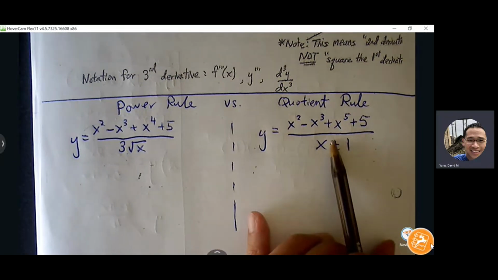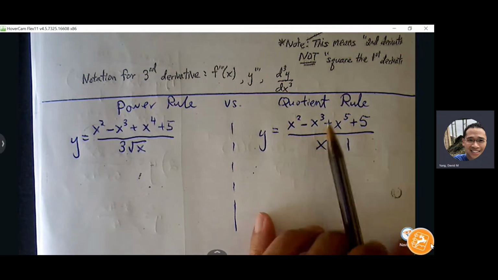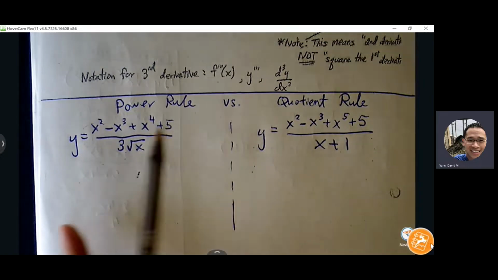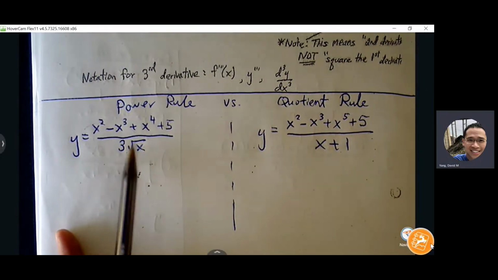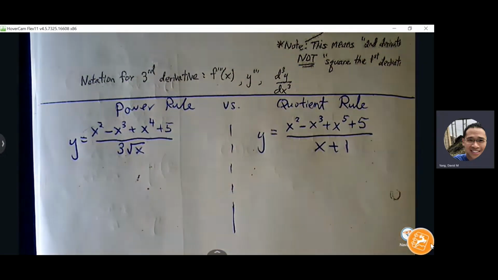Now, as soon as your denominator shows more than one term, then you're stuck with quotient rule. Okay, there's no other option except quotient rule, so you just have to do it with that one rule in mind. Okay, so power rule with one term, anything more than one term, you've got to rely on quotient rule.